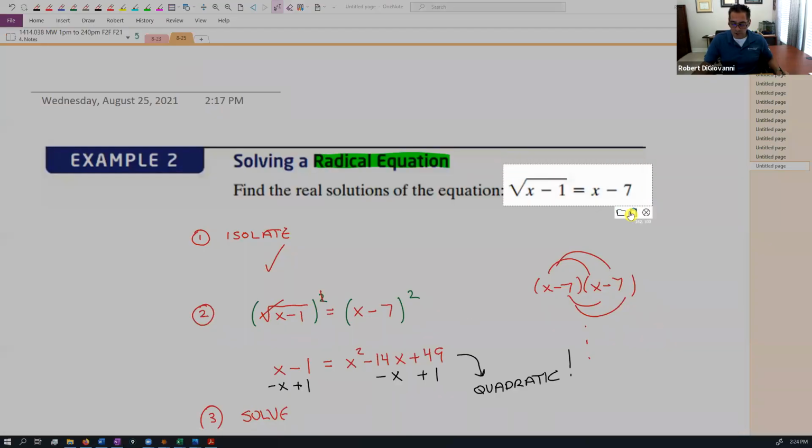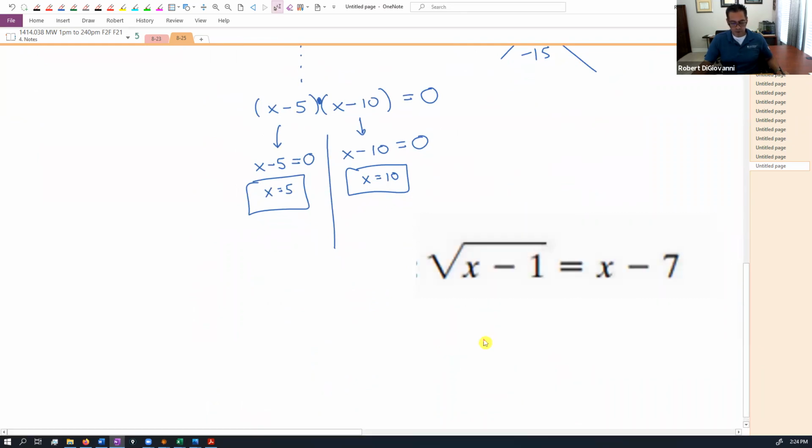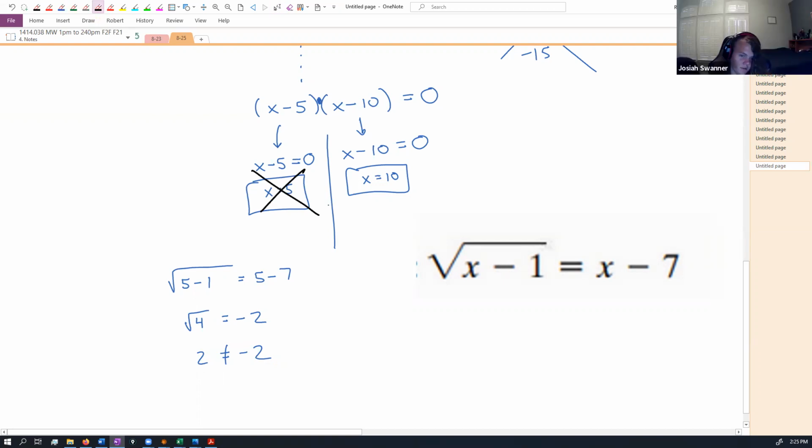So I'm going to take this original equation, put it right here so we can see it, and I'm going to check it. So I'm going to plug 5 in first. If I plug 5 into that, let's see what we get. 5 minus 1 equals 5 minus 7. 5 minus 1 is 4, so square root of 4 equals 5 minus 7 is negative 2. The square root of 4 is 2. Wait a minute. 2 doesn't equal negative 2, right? 2 does not equal negative 2, which means this is not a solution. Isn't negative 2 technically a square root of 4? Good question. Hang tight, Josiah. I'll answer that in just a second.